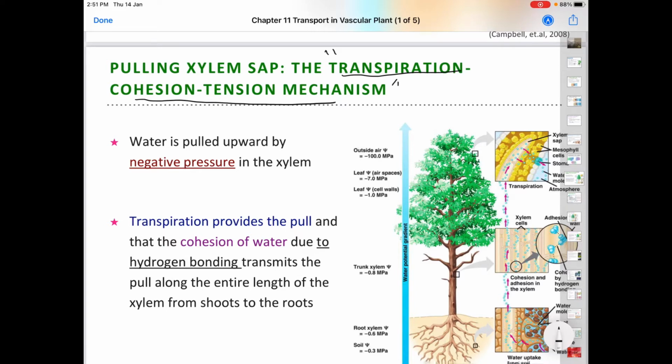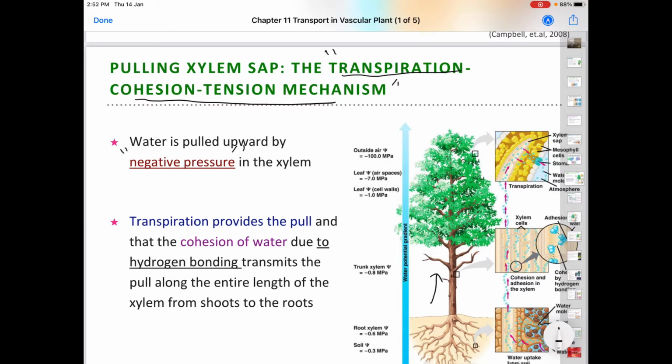Water is pulled upward by negative pressure in the xylem. Transpiration provides the pull, and the cohesion of water due to hydrogen bonding transmits the pull along the entire length of the xylem from shoots to the roots. First thing you must know, the water is carried up the plant due to the presence of negative pressure. How is this negative pressure present?